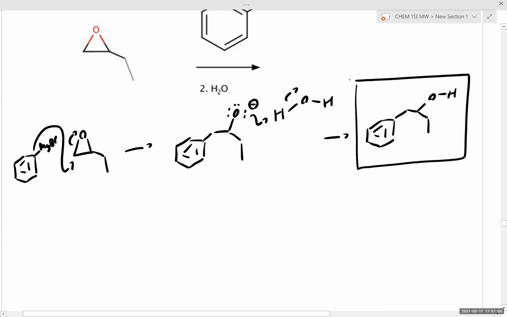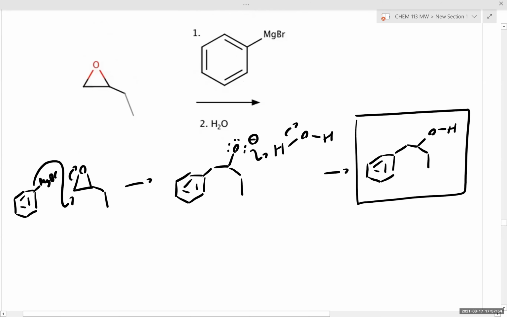Does that make sense to everyone? Does this mechanism make sense to everyone?